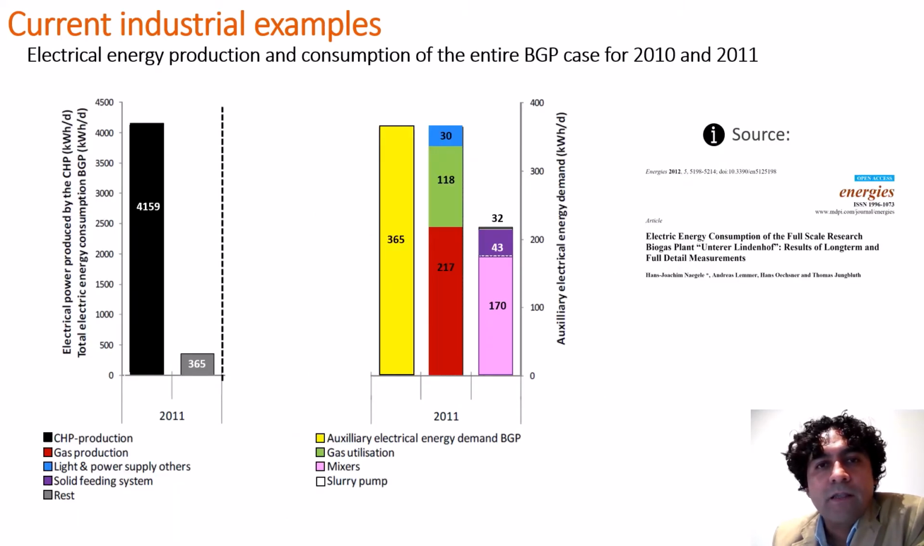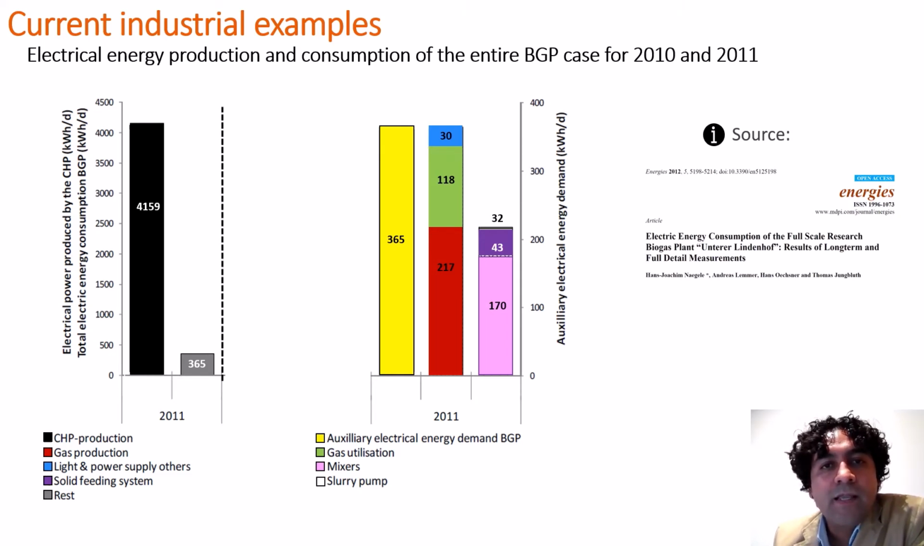The figure shows the energy produced and procured in 2011, calculated for an average day. The mean value of produced electric energy reached around 4,000 kilowatt-hour a day, while the energy consumed by the auxiliary was about 360 kilowatt-hour a day, leading to a total energy demand between 8 to 9%.